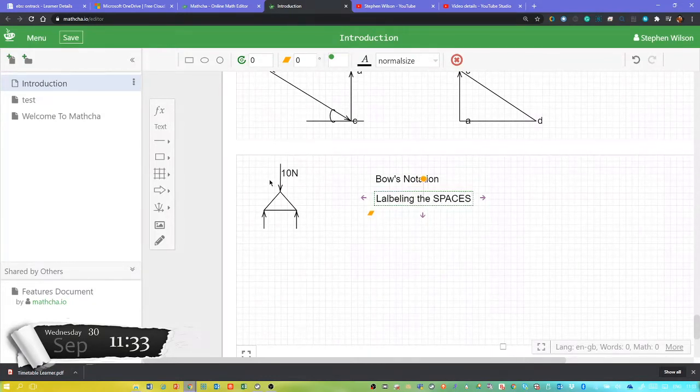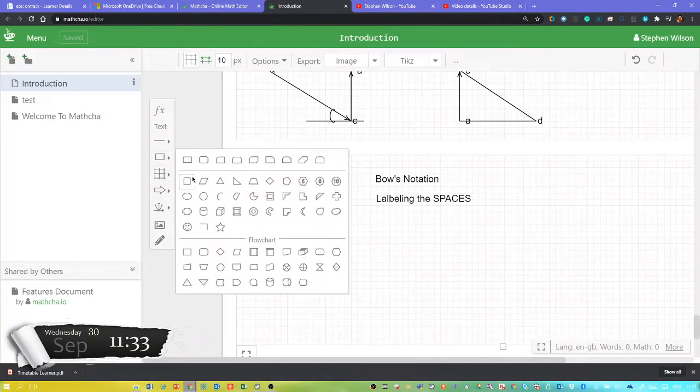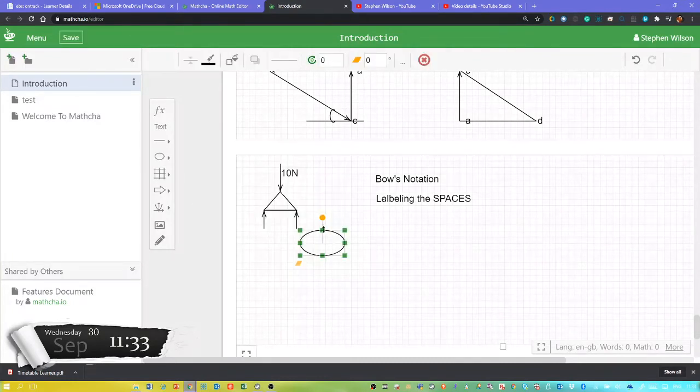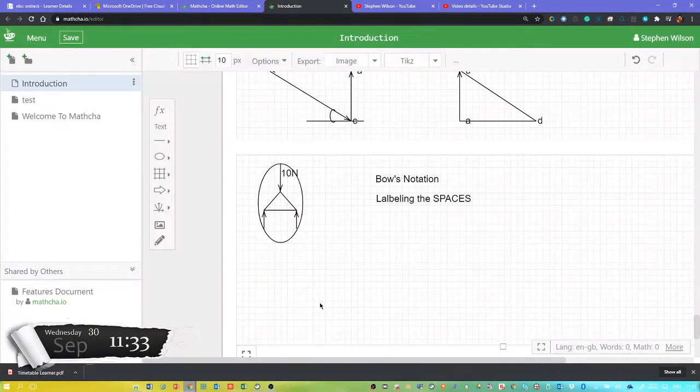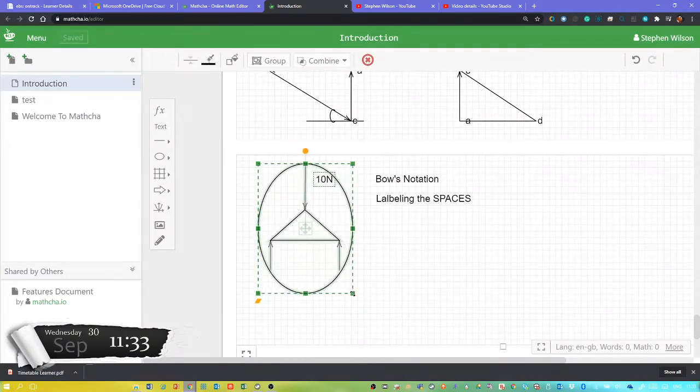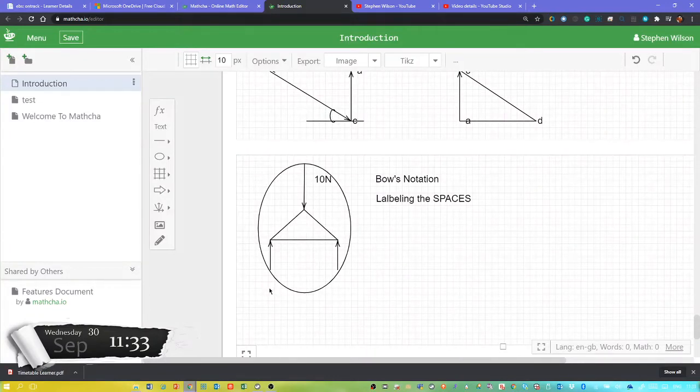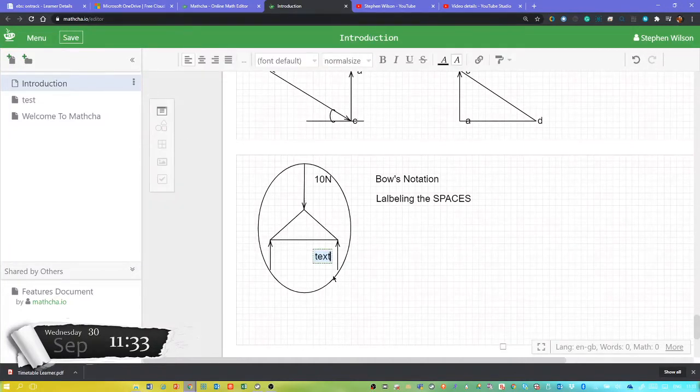You look at this little diagram here and you think, well, what does that mean? Where are the spaces? Just until you get used to doing this, it might help if we put a circle, or an oval in this case, around there. Can we embiggen that any? Oh, look at that, beautiful. We can see we've got 1, 2, 3, 4 spaces. With Bow's notation, we label the spaces. We're not labeling the lines, we're labeling the spaces. So let's have a look at what that looks like.